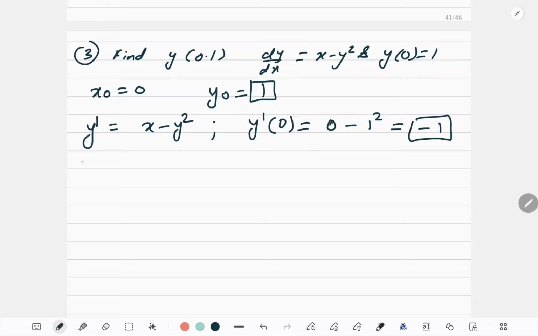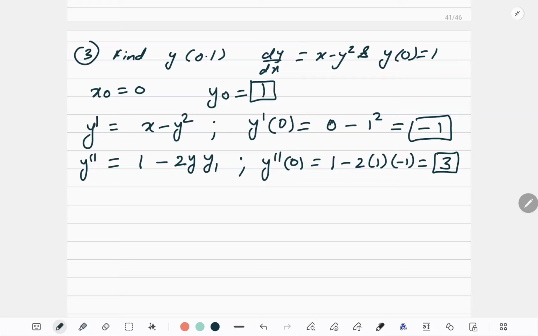Now go to the next value, y double dash. What is the differentiation of x? 1. Minus the differentiation of y square, which is 2y y1, that is 2y dy by dx, because of the chain rule. Now y double dash at 0 will be equal to 1 minus 2. What is the value of y? The value of y is 1. The value of y1 is minus 1. So this becomes 3.